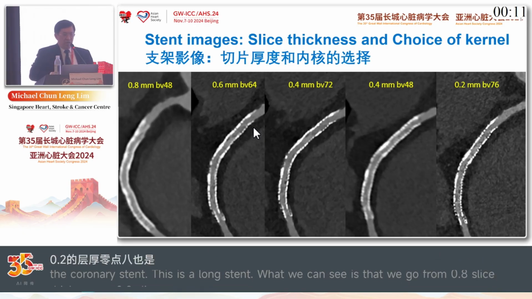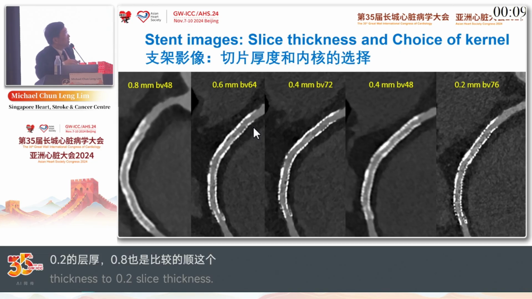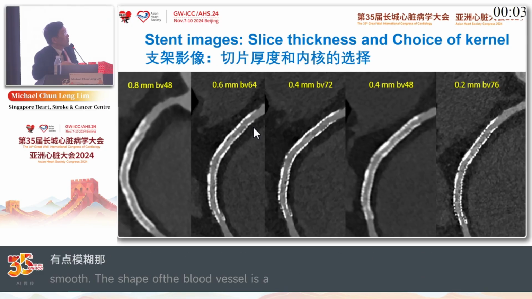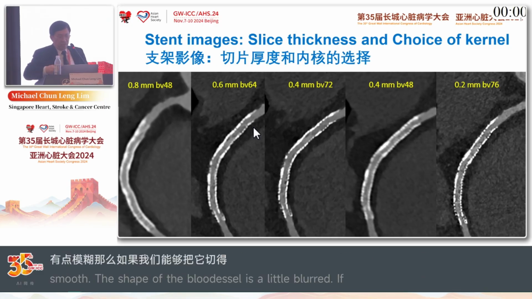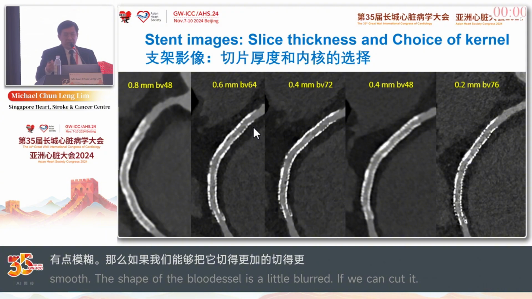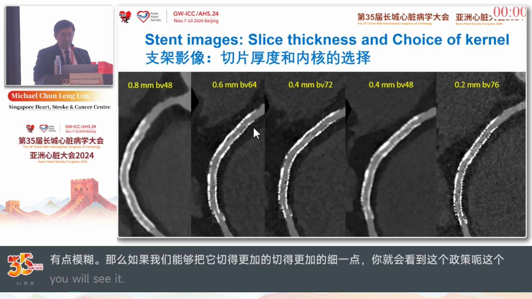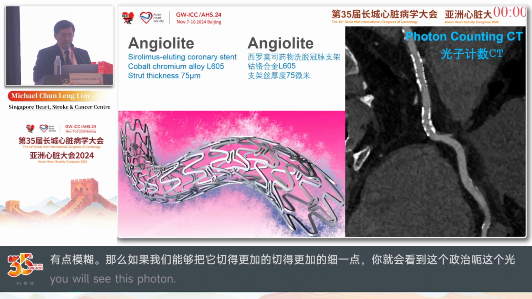You can see that with 0.8, it's very smooth, but a bit fuzzy. I mentioned 48 is a smooth kernel. As we go up here, the kernel is a higher kernel, so you get a sharper convolution algorithm, and you can see the stent quite clearly. In photon counting CT, it's not like the standard CT where you scan and that's it. You need to know how to adjust the settings as well.